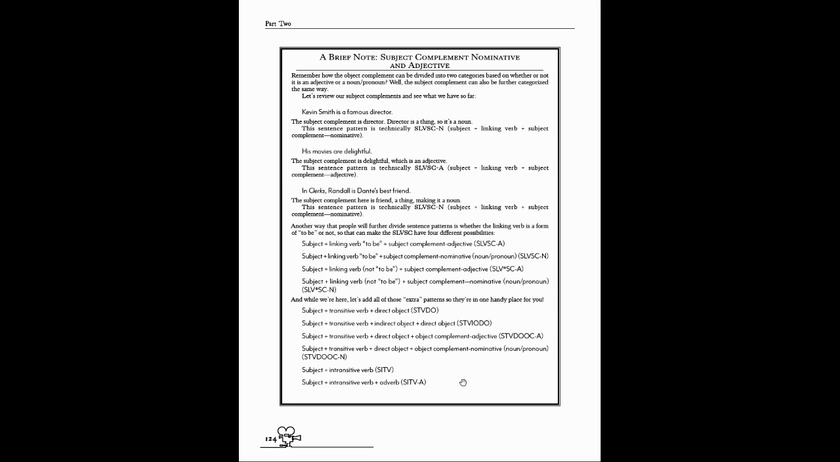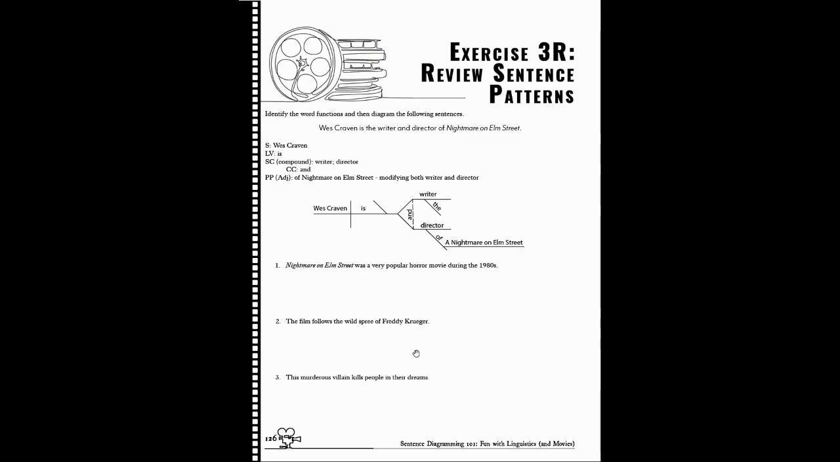So when you're feeling confident, you can review, right? Here's what they all look like. So SIV, SVDO, SVIODO with the indirect object, SVDOOC with the object complement, SLVSC with the subject complement. You're ready to review. So 3R is all about, well, it's Nightmare on Elm Street. Some of these sentences may be familiar because we already did them, but we didn't diagram them. So now you're going to diagram them. So take your time, whoosh, and run through all of those, and then watch the video that gives you the answers, and make sure that you're putting everything in the right spot.